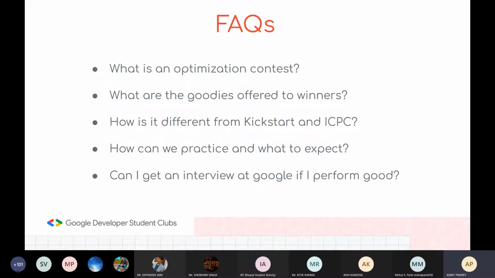How are Kickstart and ICPC different from Hashcode? So in Kickstart and ICPC, both these contests have specific algorithms to tackle. Like there is no way the solution doesn't exist. But in Hashcode, there never exists a perfect solution. We just have to get closer to the ideal one. So we cannot reach perfection, but in the pursuit of it, we have to reach excellence.